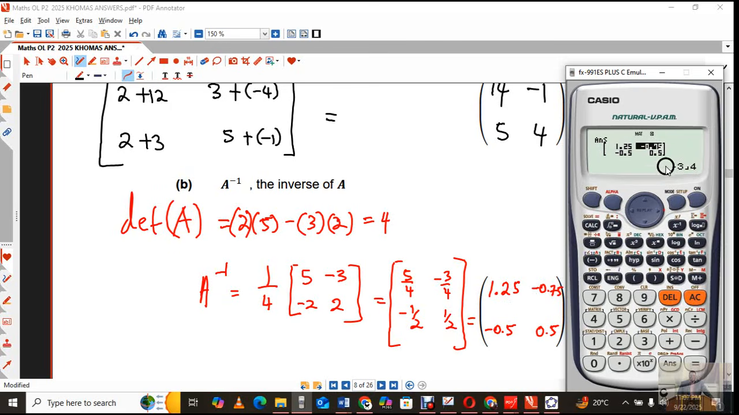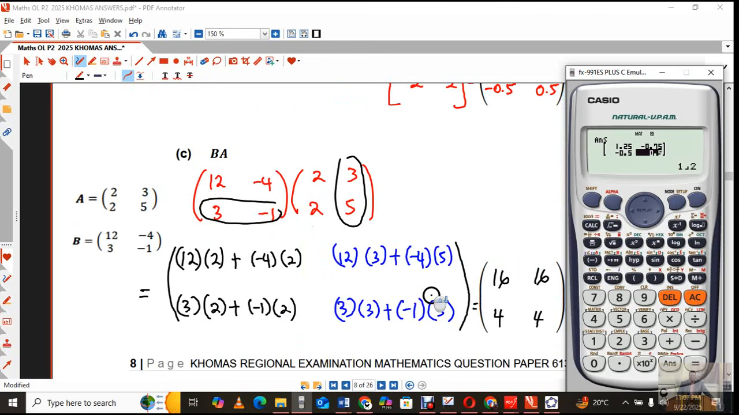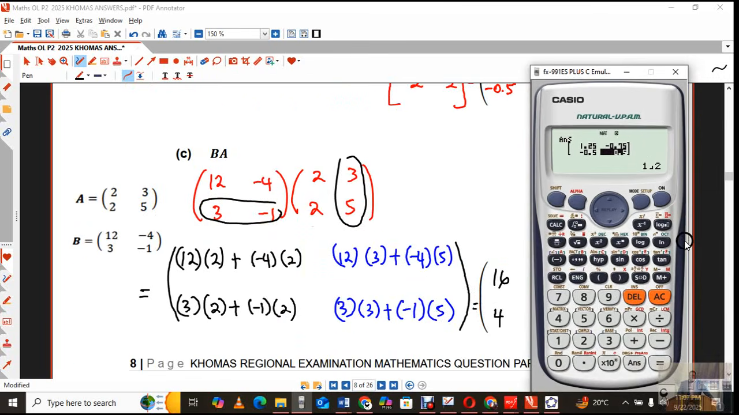The next one is negative 3 over 4 or negative 0.75, negative 0.5 or a half, negative a half, and the last one is 0.5. So unfortunately, you do not have access to this calculator, but for those of you who do, that is what you will be doing. Okay.